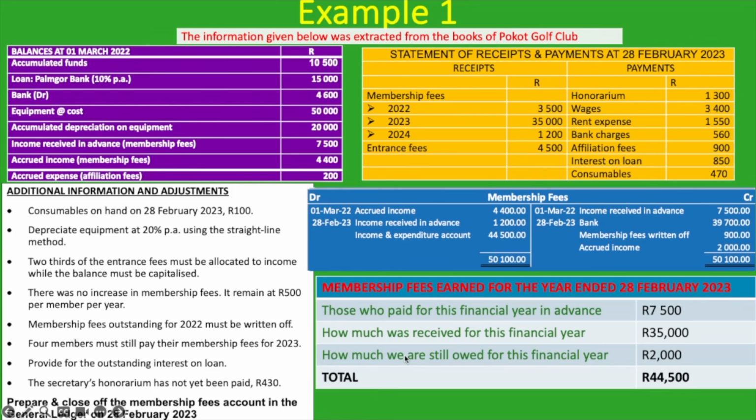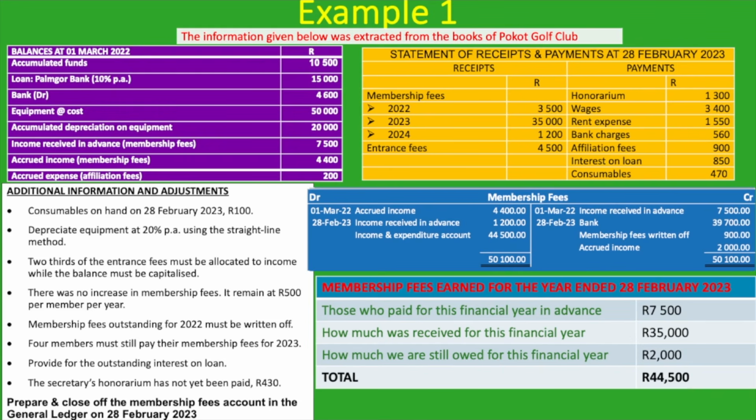How much are we still owed for this financial year? Well, that's why we went to the additional information to see. We're told that 4 members must still pay their membership fees for 2023. And we were also told that the membership fee is 500 Rand for each individual. So 500 times 4 gave us 2,000 Rand here. And that gives us how much we earned as membership fees in this particular financial year, 44,500 Rand. And you can see it clearly matches what we have in our T account.